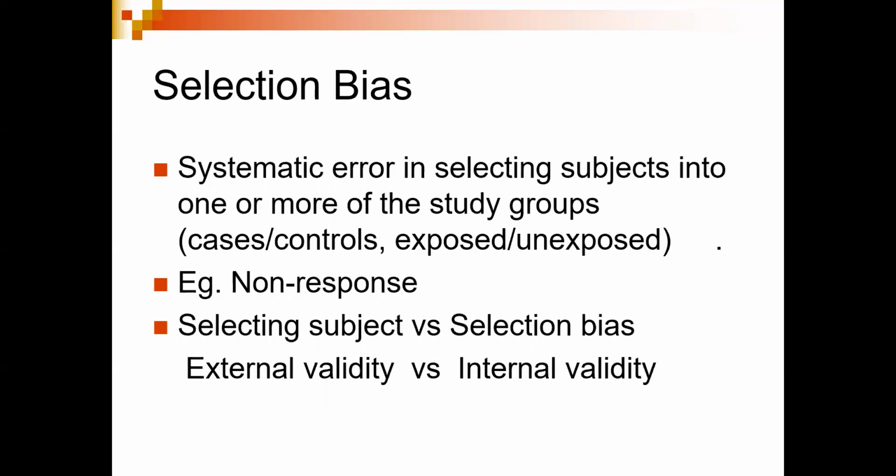What is selection bias? It is systematic error in selecting subjects into one or more of the study groups. If you remember our analytic epidemiology, how do we classify our studies? We have case controls, where you need to select cases and controls. Or we can have a cohort study where we are selecting those exposed and those who are not exposed. So we can really make an error.